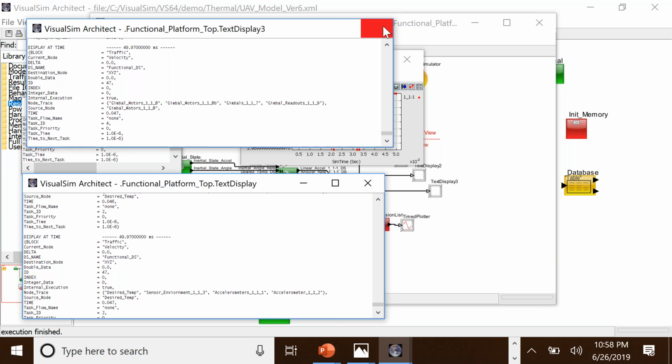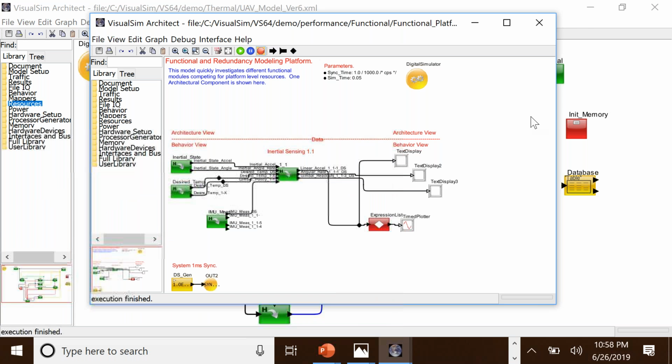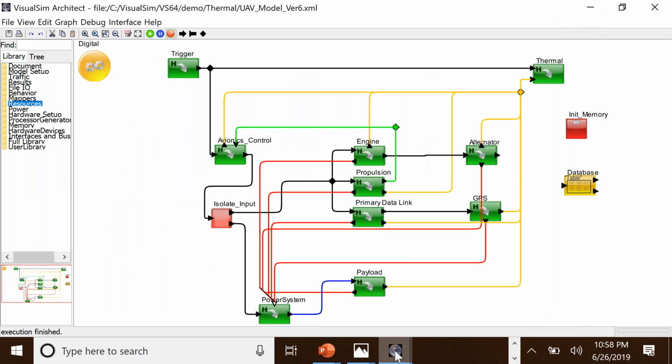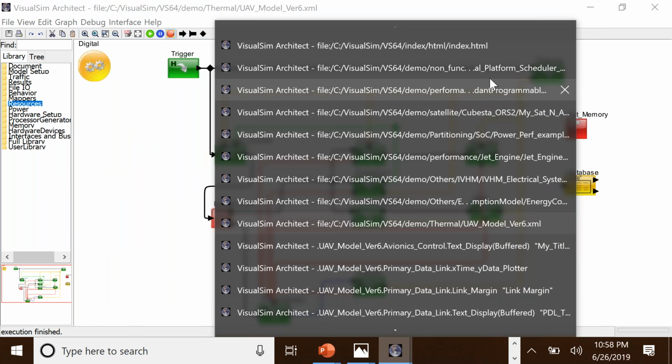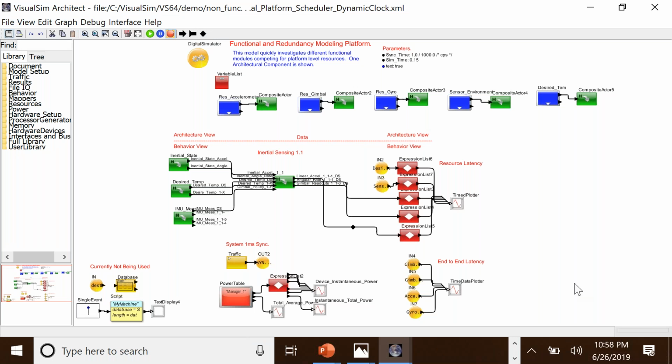So once I've understood the functional aspect of my design, I now move into something that's a little more detailed. And this one is my same inertial sensing system. The only difference now is that I have replaced it with the addition of resources. So all the accelerometer components inside get mapped to the accelerometer resource. Same thing with the gyro or the sensor or the desired temperature. The whole goal here is to look at the resource efficiency of my particular design.